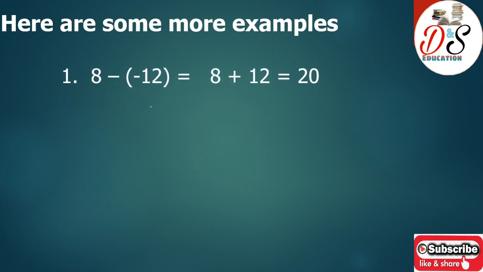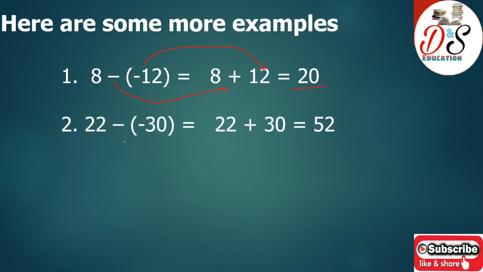Okay, here we have 8 minus 12. We have to take the additive inverse of the second number, that is minus 12. The additive inverse of minus 12 is plus 12, and this negative sign is converted into a positive sign, meaning the minus sign will be replaced with a plus sign. Now we have two positive integers, so after addition we got 20.